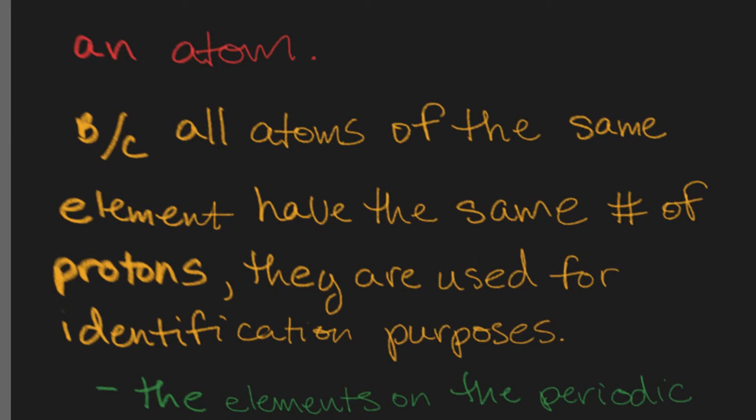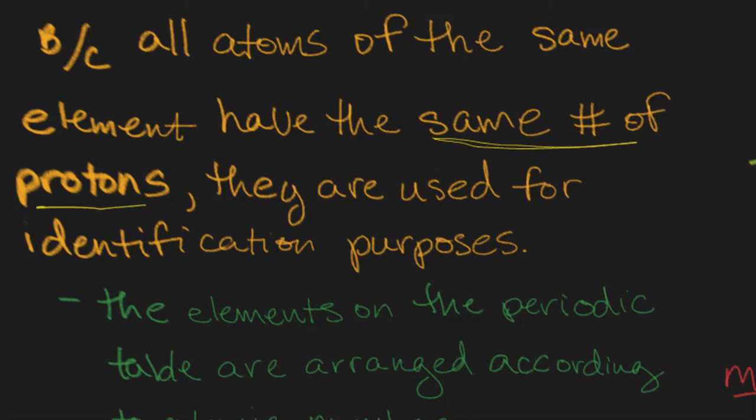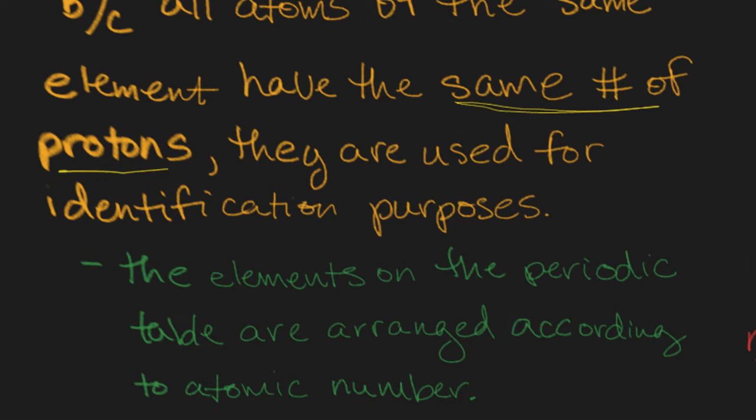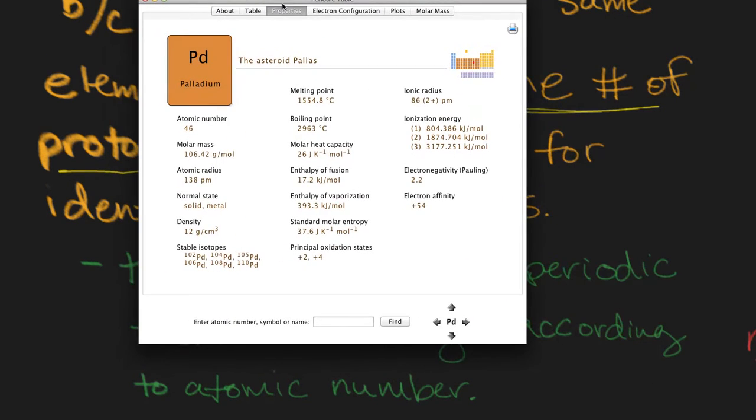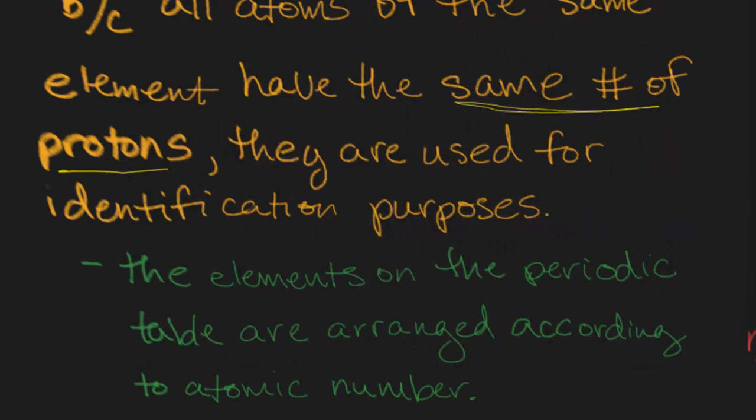And because all the atoms of the same element have the same number of protons, we use it to identify the elements. The number of protons is used to identify. And if you look at your periodic table, let's see if we can pull one of those up. All these numbers you see up here are the atomic number or the number of protons. And you can see that that's how the whole thing is pretty much structured. Okay?